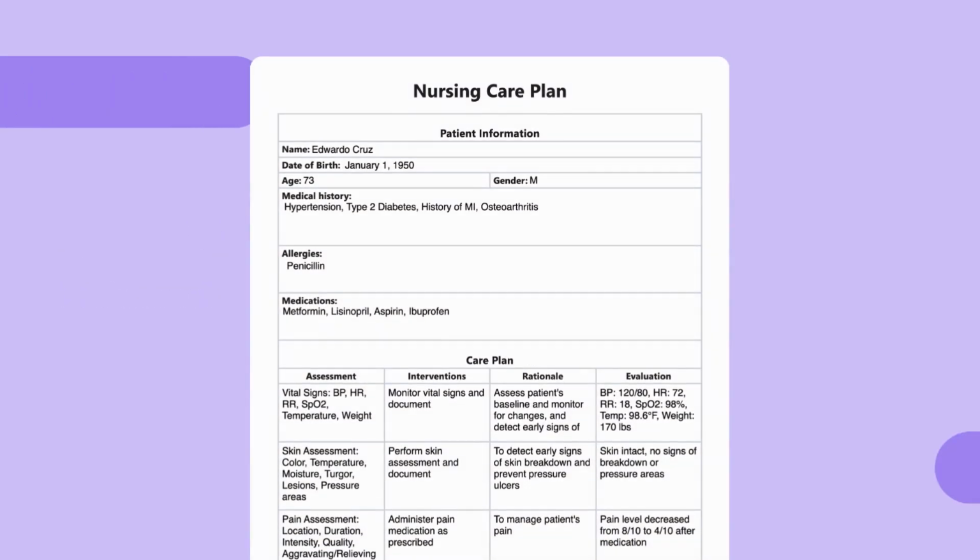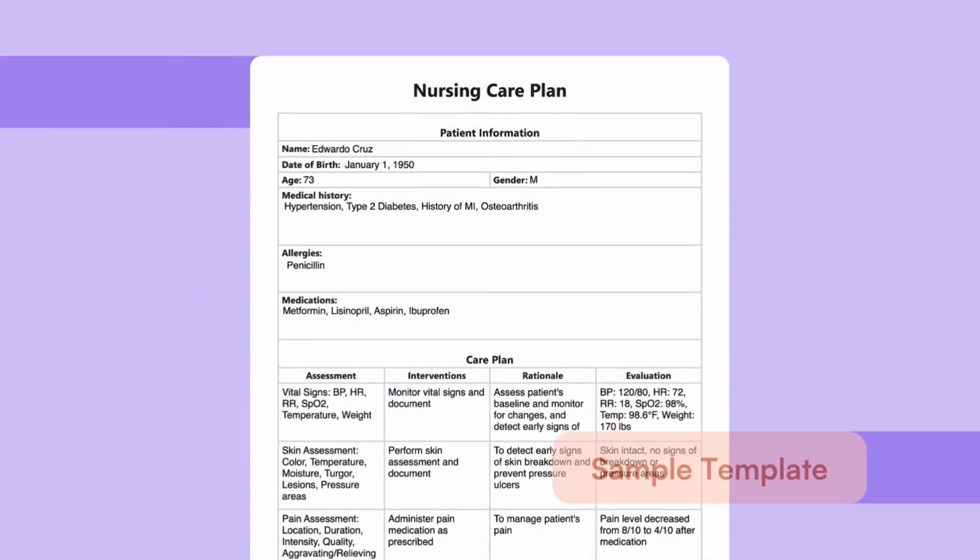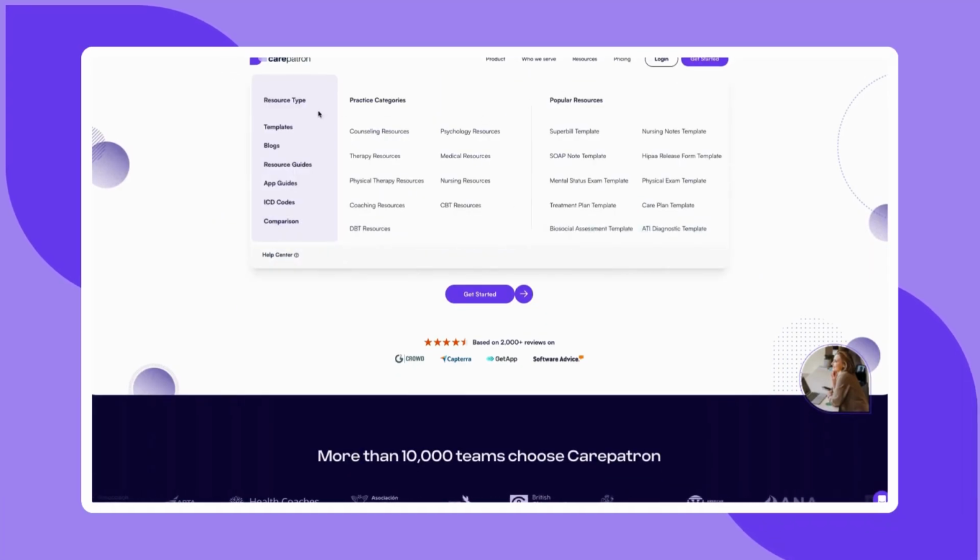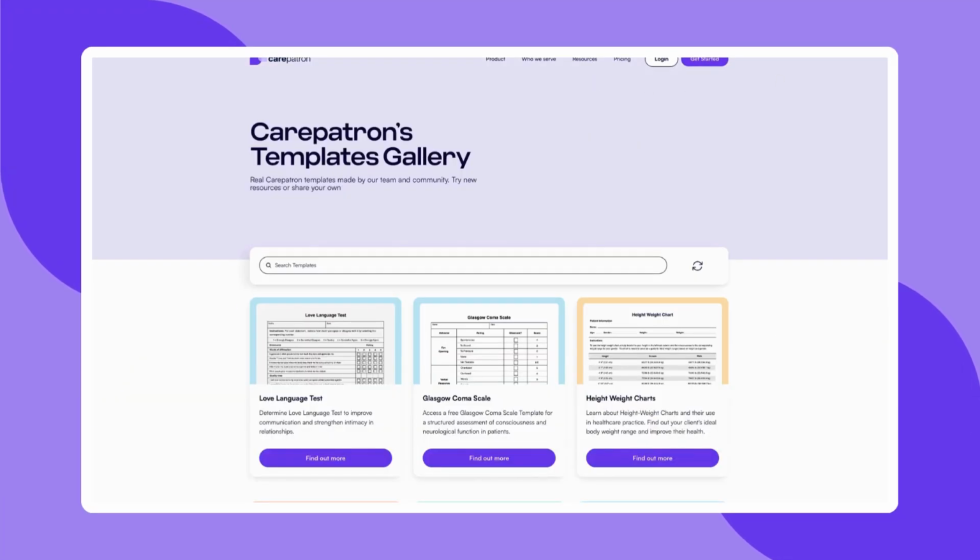Here is a sample of our general nursing care plan that incorporates the same topics previously mentioned, which you can incorporate into your practice. To discover more of our free templates, explore our templates library, which you can find on our Carepatron platform, linked in the description below.